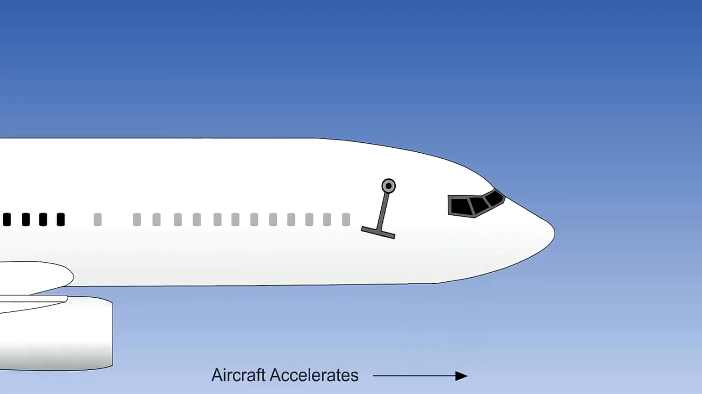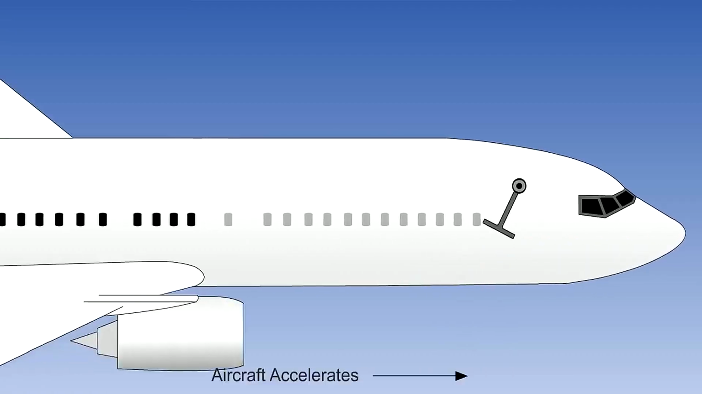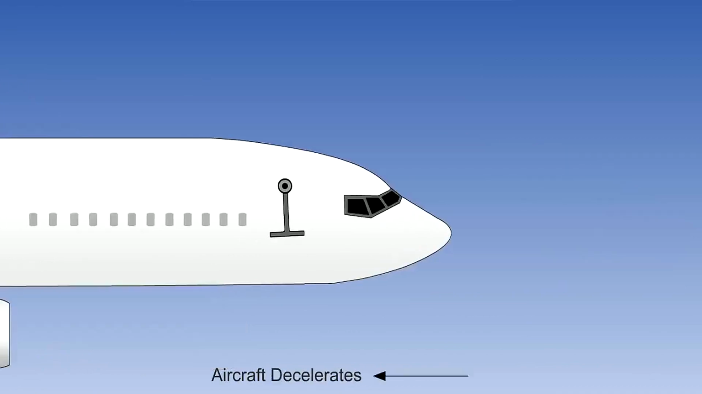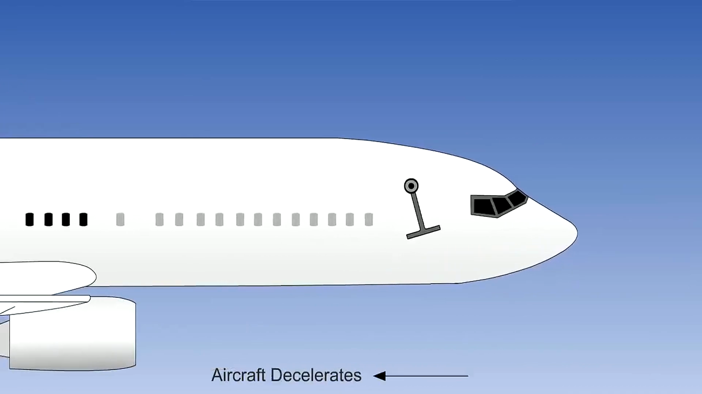If the aircraft accelerates, the weight swings backwards. If the aircraft decelerates, the weight swings forwards. However, we are using the words forwards and backwards in relation to the aircraft, but it is the aircraft which is changing its motion, not the pendulum. Let's go back to basics.